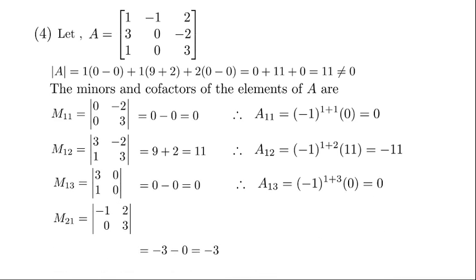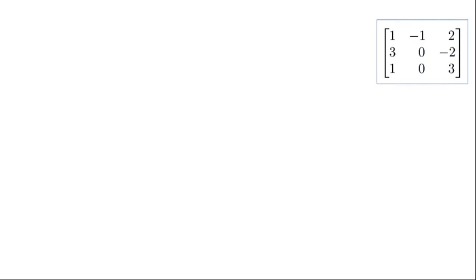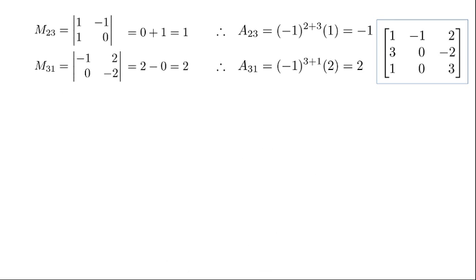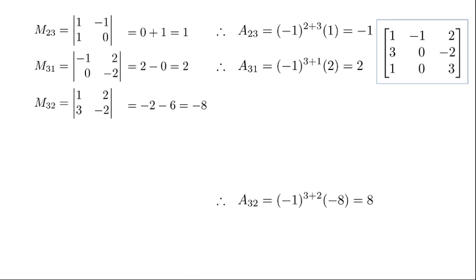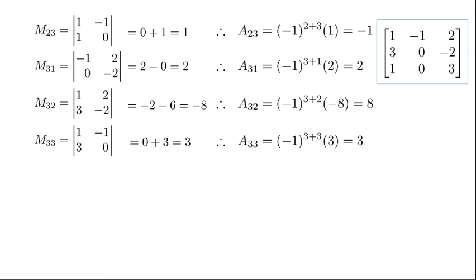You can pause this video anytime in between and check all these values, and these are the minors and their corresponding cofactors. Again, this matrix is considered here for the reference purpose, so that we can refer to this matrix and write the remaining minors and the cofactors. So these are the minors and the cofactors of the remaining elements.